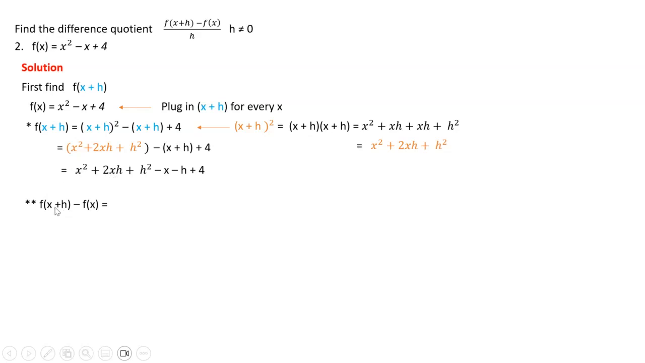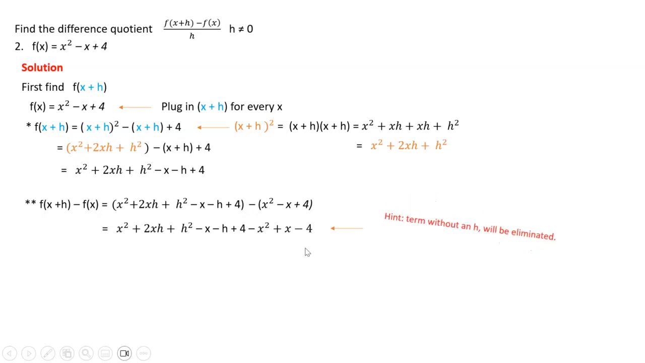Now part 2, we're going to do f of x plus h minus f of x. The f of x plus h we just found, which was x squared plus 2xh plus h squared minus x minus h plus 4, minus my f of x, which is my original function, x squared minus x plus 4. Now I have to distribute. We bring down what we got for f of x plus h, and with the minus here, negative times a positive gives you a negative x squared. Negative times a negative x gives us a positive x. And negative times a positive 4 gives us a negative 4.